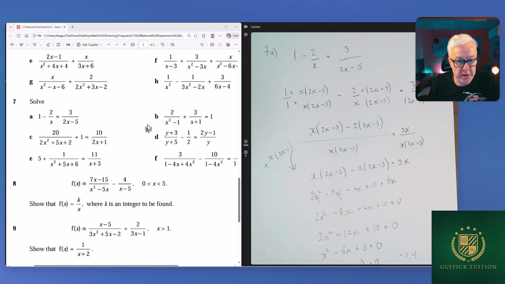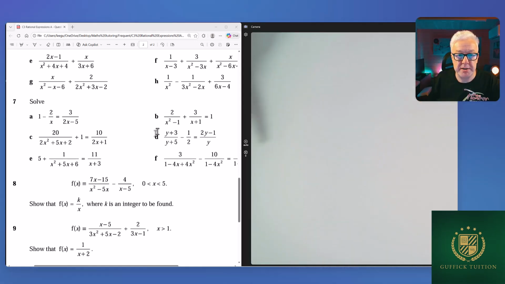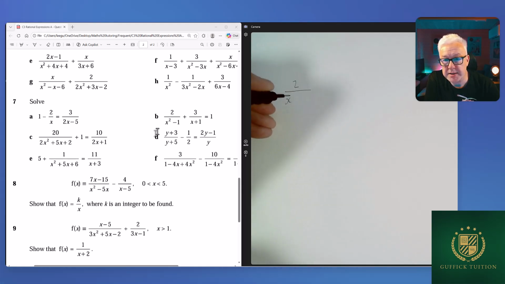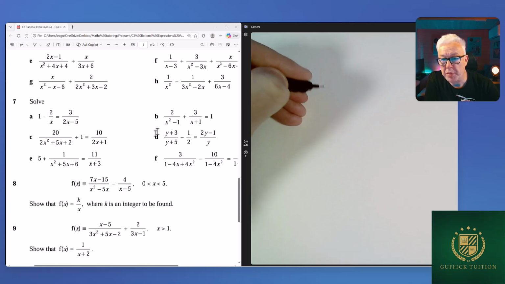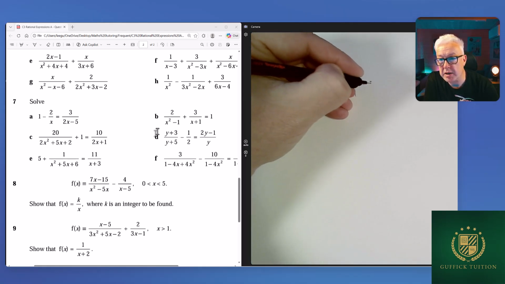Right, let's do just another two more. Let's do b as well. So 7b on this question here. So we can see that 7b, it says we have got to solve 2 over x squared minus 1 plus 3 over x plus 1 is equal to 1.